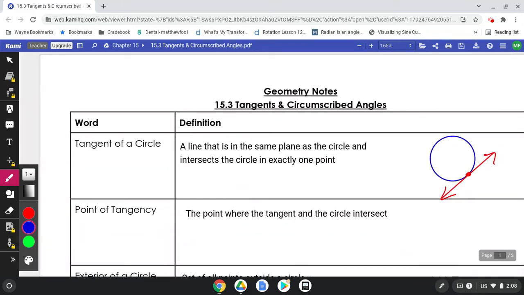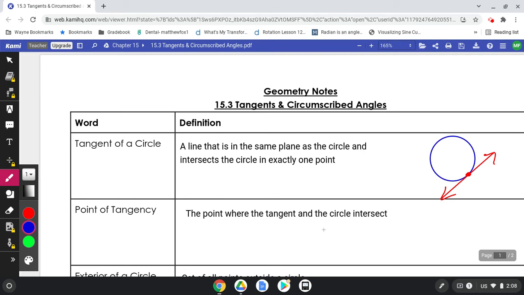Our first word is the tangent of a circle. This is a line that is in the same plane as the circle, and it intersects the circle at exactly one point. So you can see here, if our circle is the blue thing, the tangent is the red line. It hits it at exactly one point there, that dot, and that dot is known as the point of tangency. It's the point where the tangent and the circle intersect.